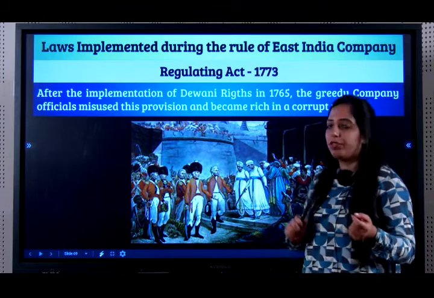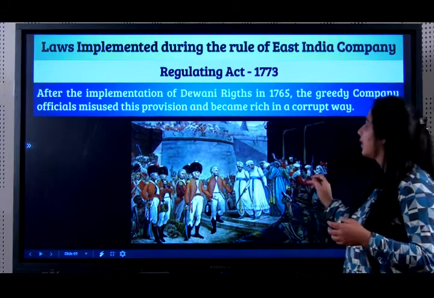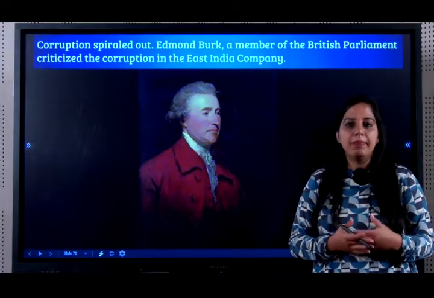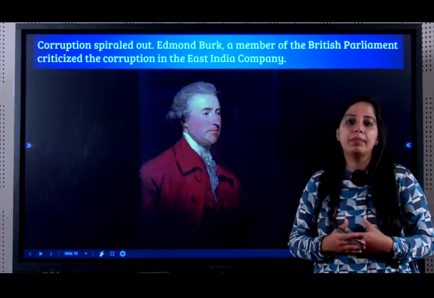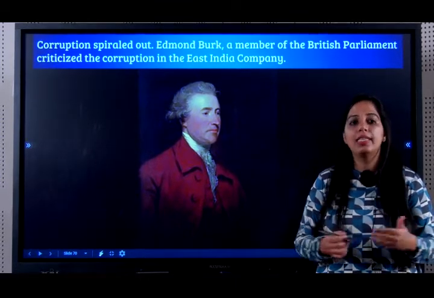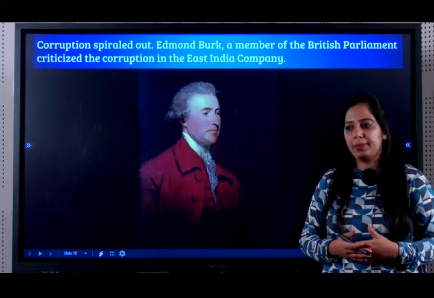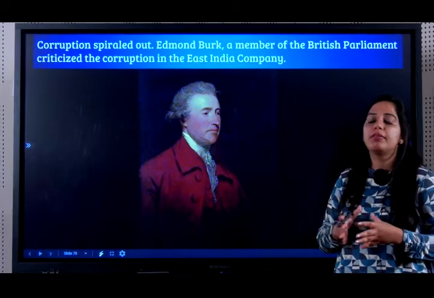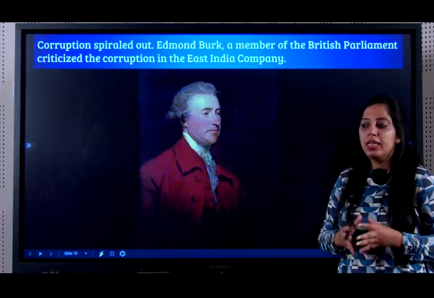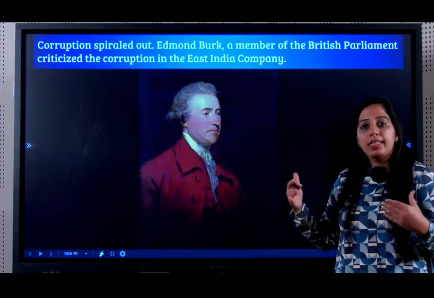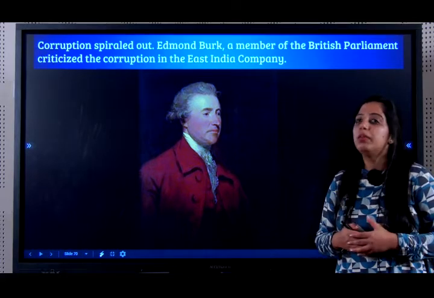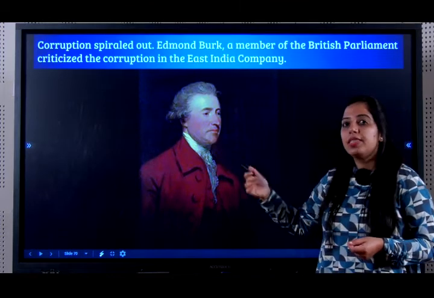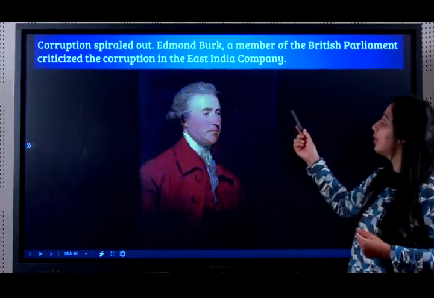The greedy company officials misused the Dewani rights and they became rich in a very corrupt way. How, you ask? So let's say the English East India Company has told the officials to collect 50,000 pounds as tax. These officials must collect this tax and give it to the English East India Company, who in turn will give it to the British government. But they would not do that. They would take this money for themselves in the process. So they did this corrupt practice, and this corruption spiraled out at all levels of officers.